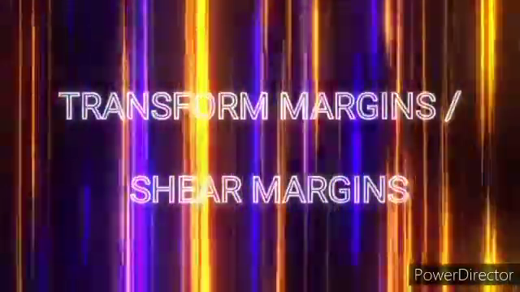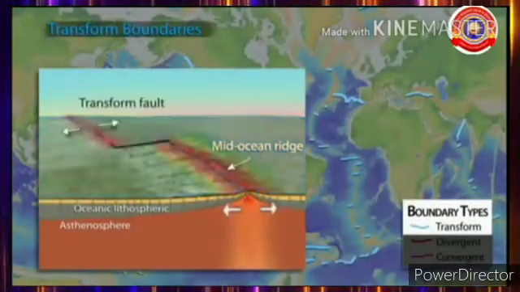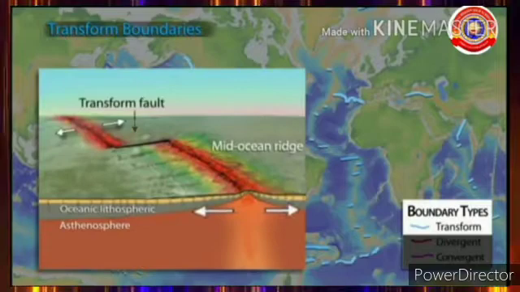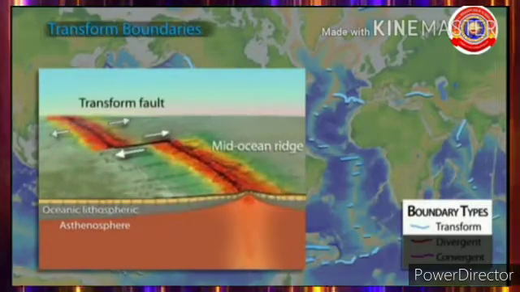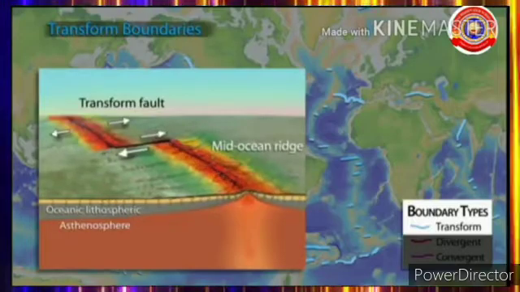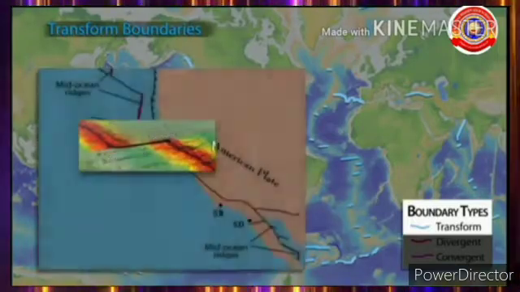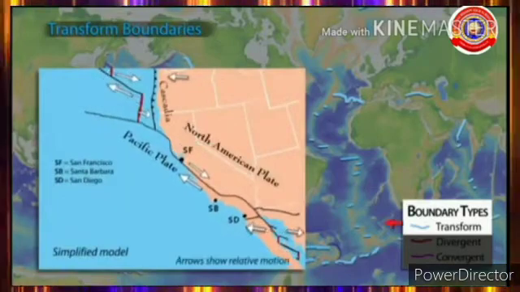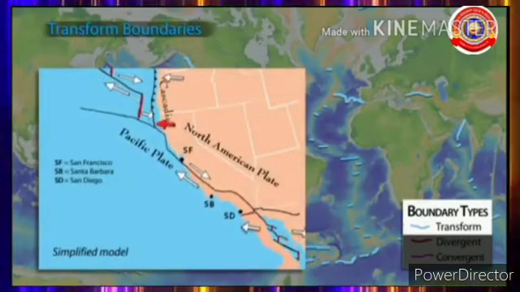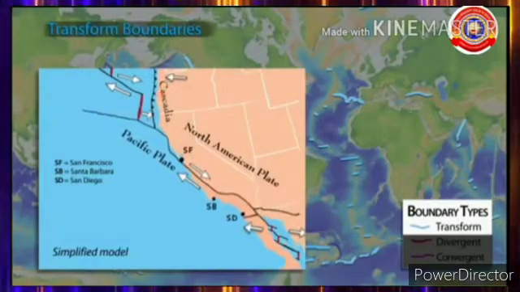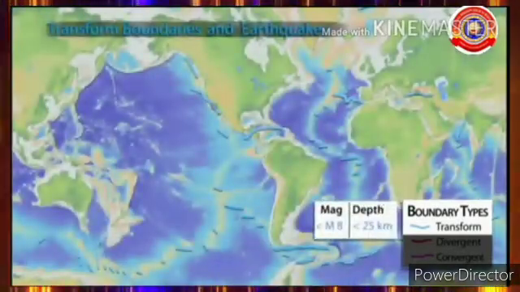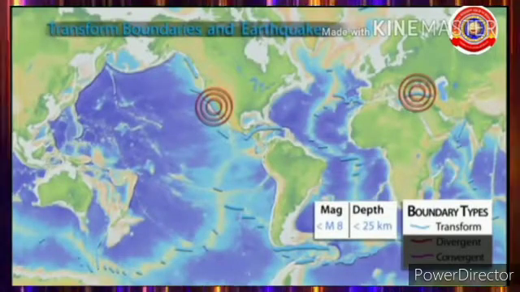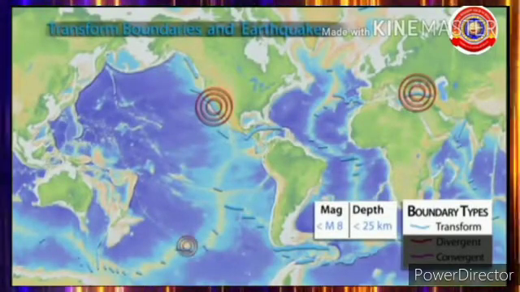Let's learn about each one in detail. First one is transverse margins or shear margins. Landforms are not generally created along the margins where the plates slide past each other, but such margins are fault zones. The San Andreas fault zone in North America is an example. As these plate margins are weaker than other areas, such margins are generally vulnerable to earthquakes, volcanoes and faults.